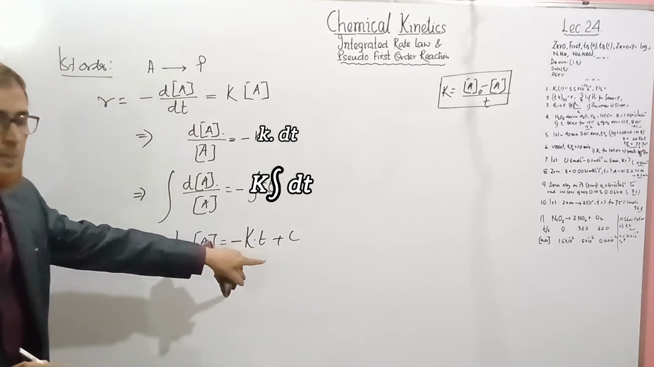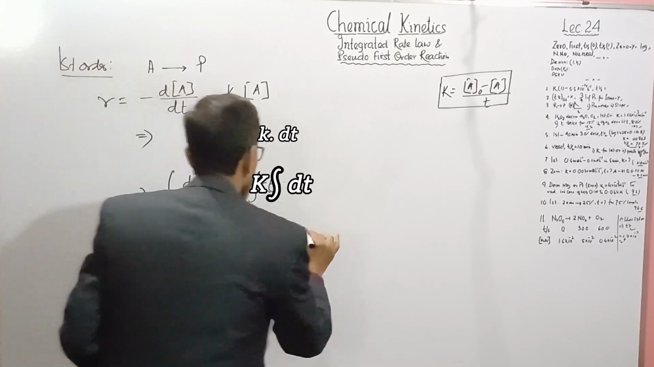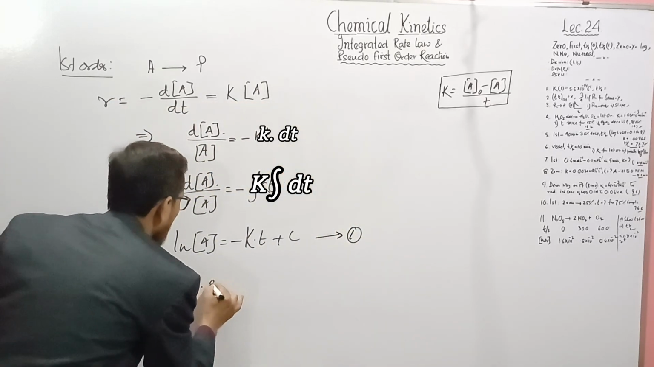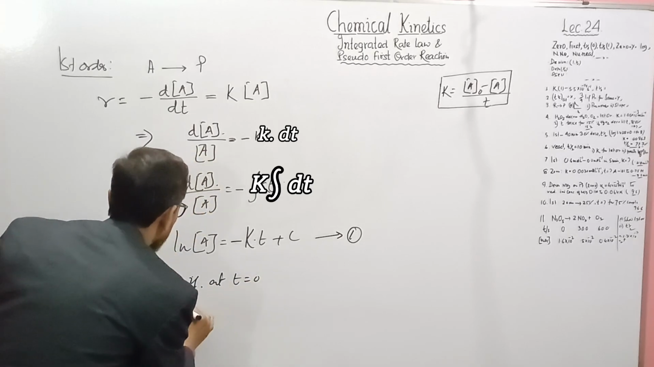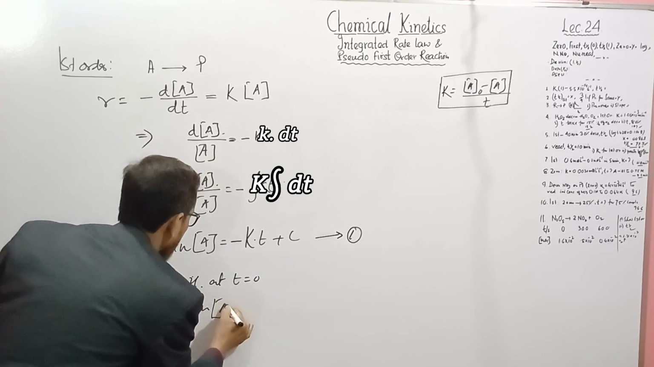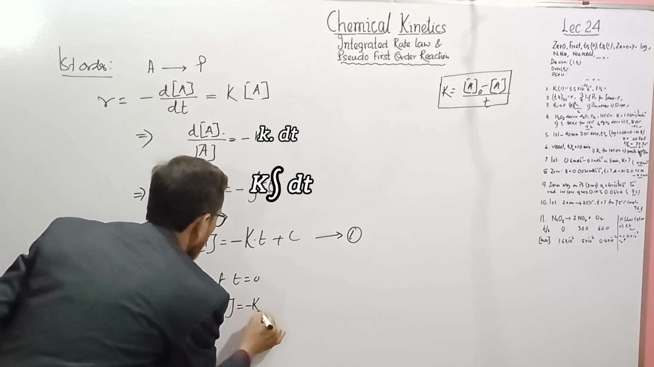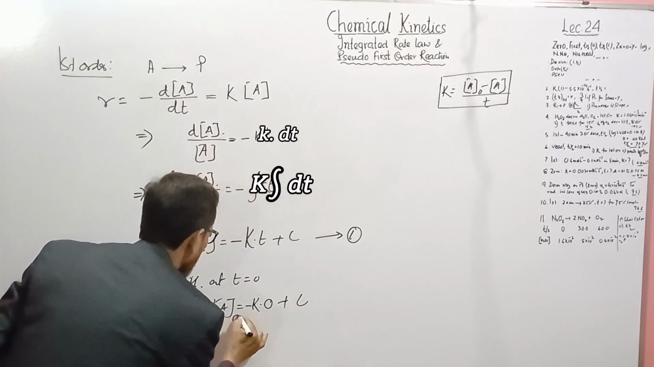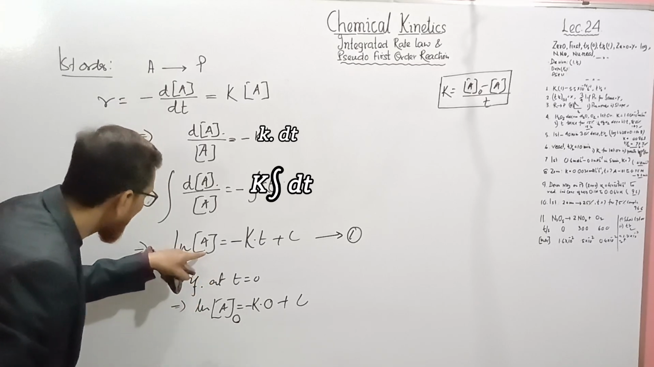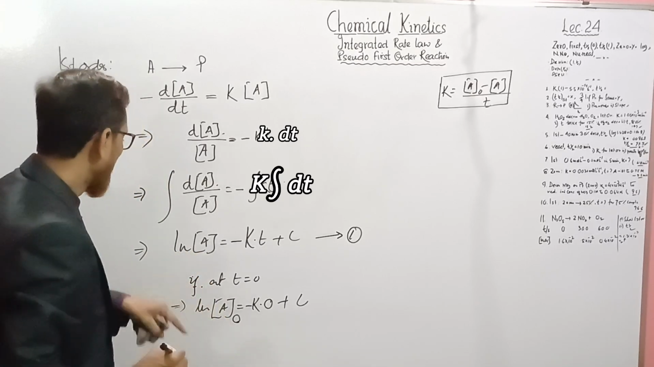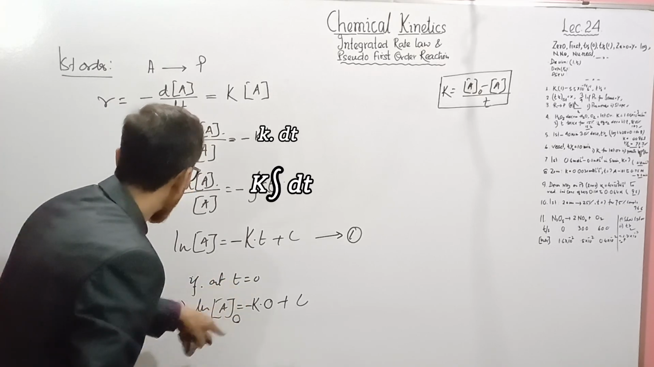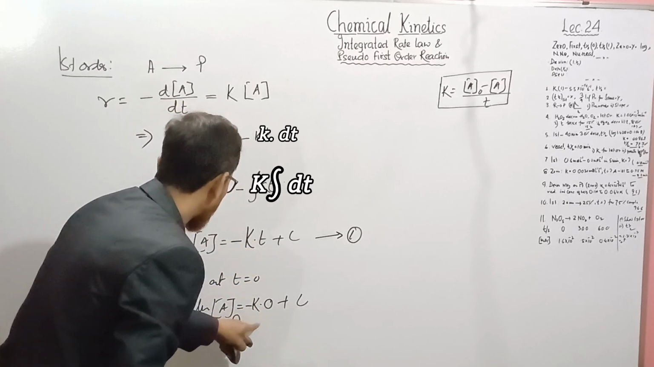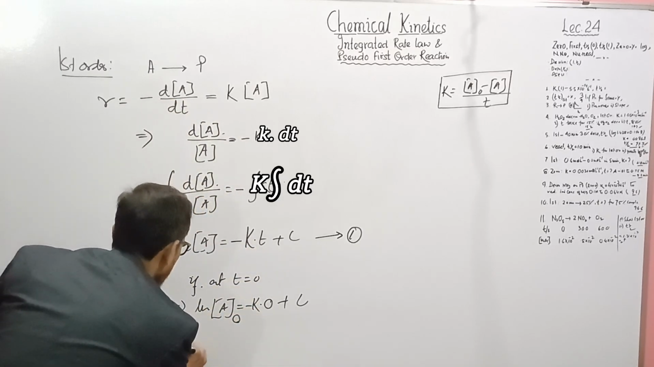This is the constant for integration. So from equation 1, if at time t is equal to 0, then ln A is equal to minus k into 0 plus C, and at time t equal to 0 the concentration A should be A naught, the initial concentration. That's why at t equal to 0, ln A should be ln A naught, and kt is equal to 0, so we are getting C is equal to ln A naught.